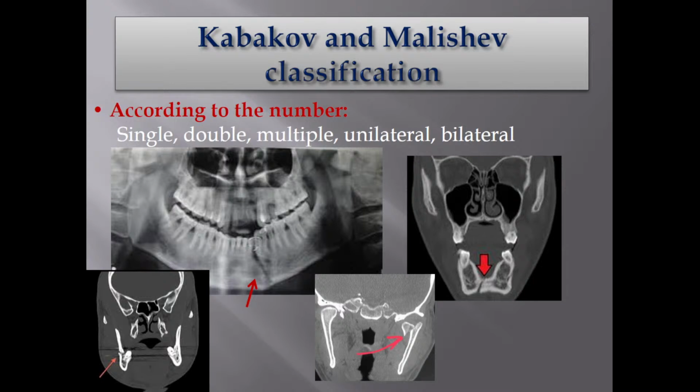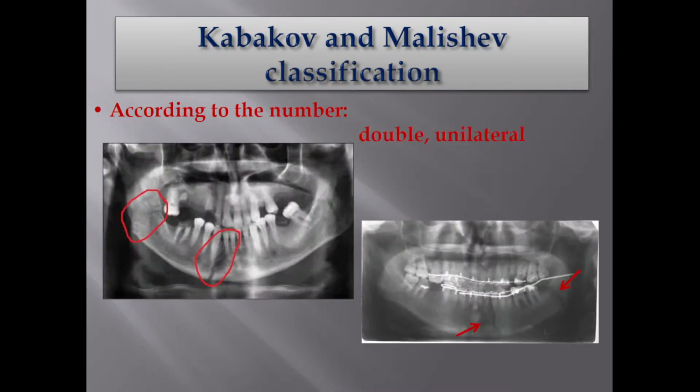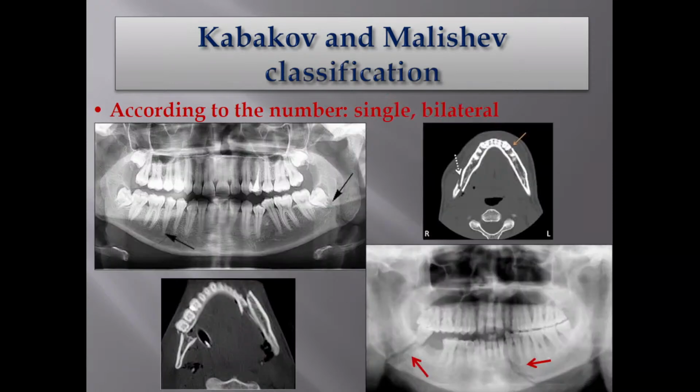That means, and I prepared you X-ray. Here you can see, for example, double unilateral. That means that we can see two lines of the fracture on one side of the mandible, on the right or on the left side. We can see two lines of the fracture, and of course, in the diagnosis, we should write the anatomical position of the fracture line.